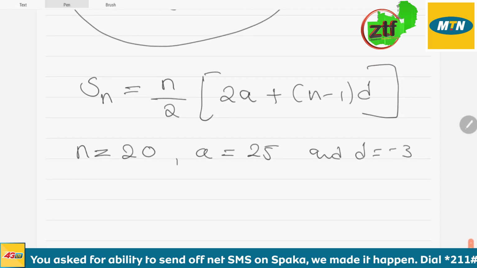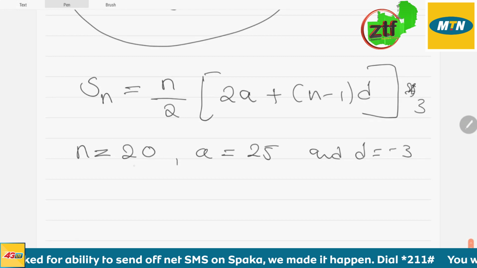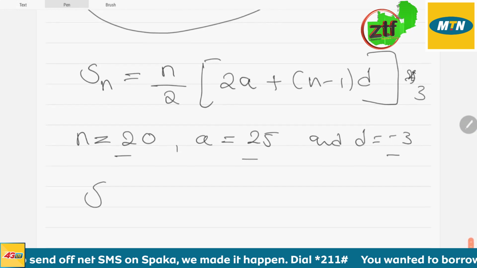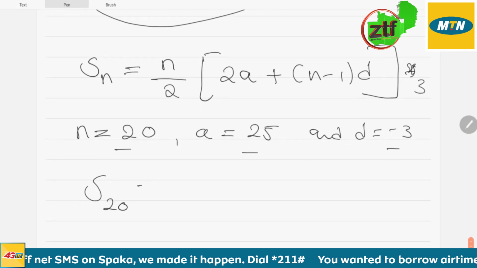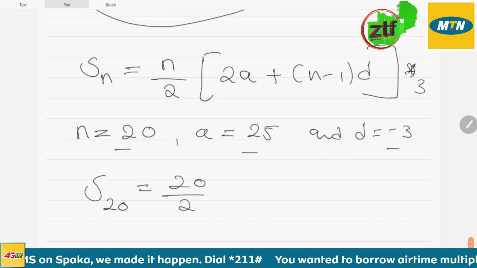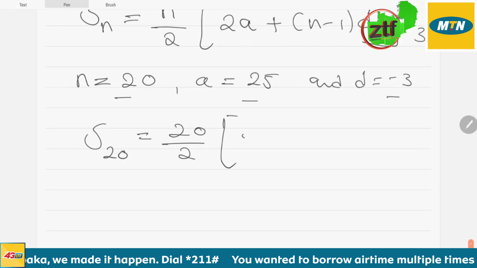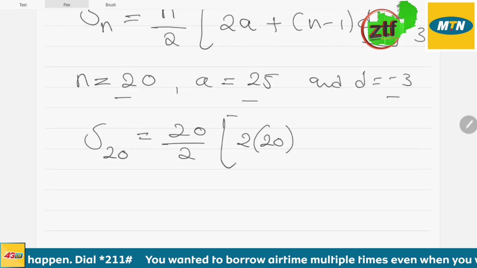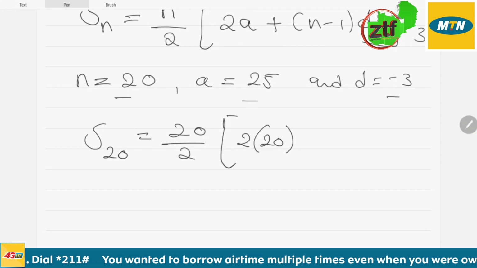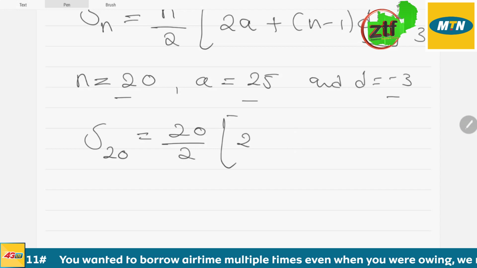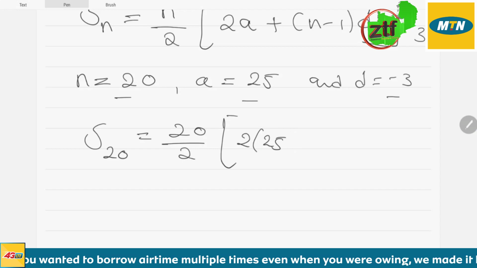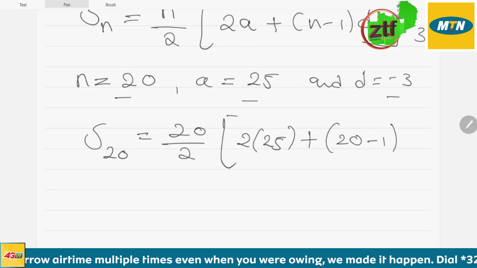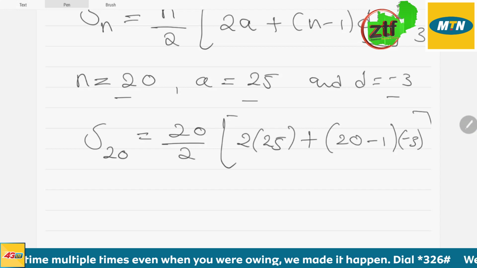So substituting these numbers in star 3, we have S20 will be equal to 20 over 2, then open bracket, we have 2 multiplied by 25, because our first term is 25, plus our n is 20 minus 1, then our common difference is minus 3.